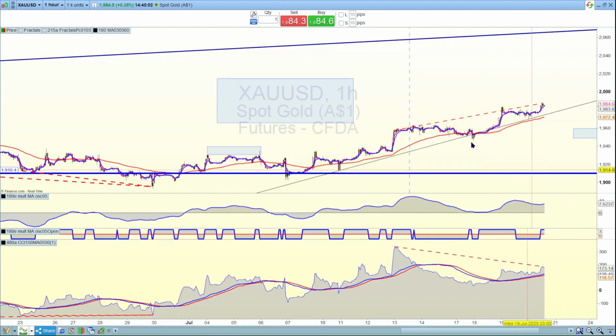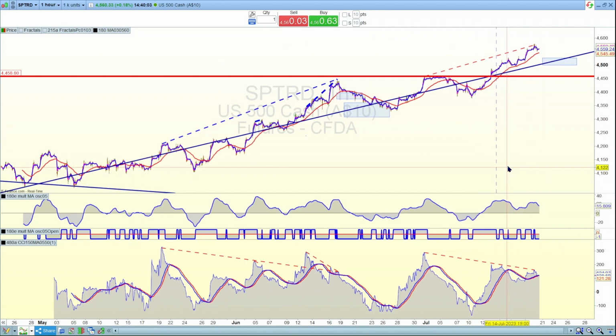So that's gold. Next we've got S&P 500. We had a few bearish divergences here, a long one compared to the price there, and another short one. So again, those two little target areas were hit, depending on the smaller one and the larger one.